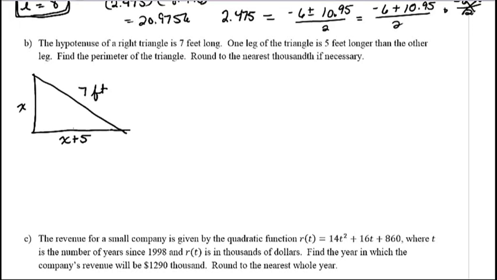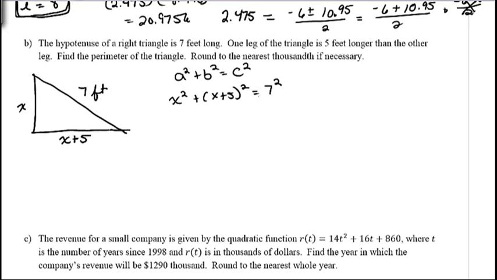So now we can use the Pythagorean Theorem to figure out how long each of these sides are. The Pythagorean Theorem, remember, is a squared plus b squared equals c squared, where a and b are the legs of your triangle. So we would have x squared plus the quantity x plus 5 squared equals 7 squared.